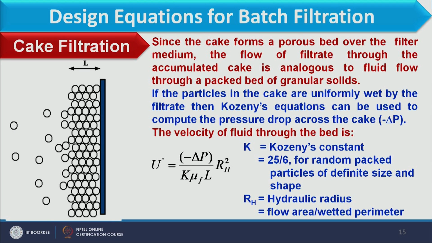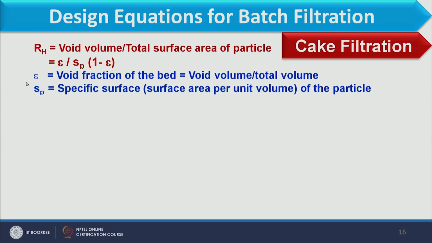However, in actual sense, when we consider this cake, that we have assumed as a packed bed, this RH is further defined as the flow volume by wetted area. Here you see RH is defined as flow area by wetted perimeter, and for this particular case we can define it as flow volume by wetted area. Now RH we have defined over here, and its expression should be epsilon by SP into 1 minus epsilon. You see this expression.